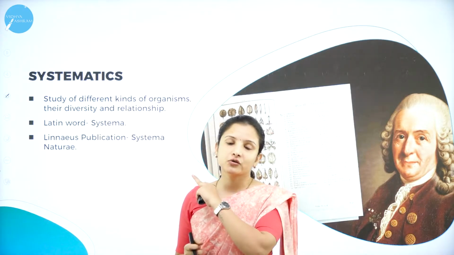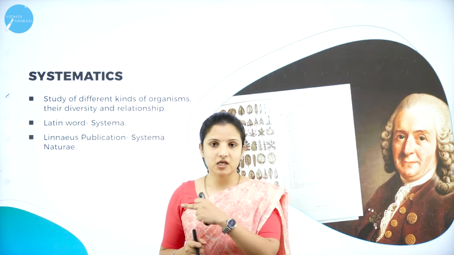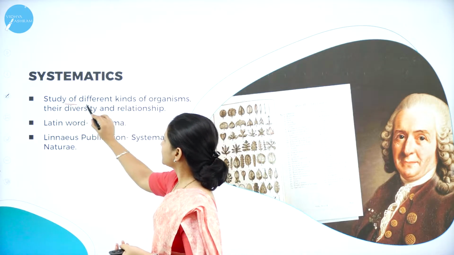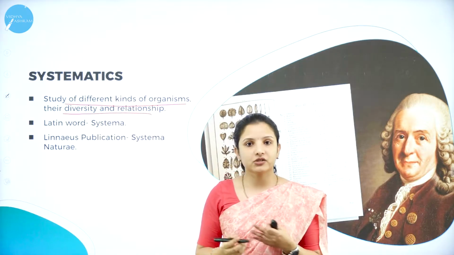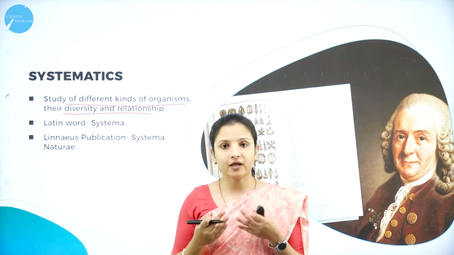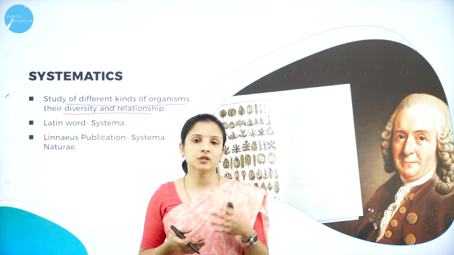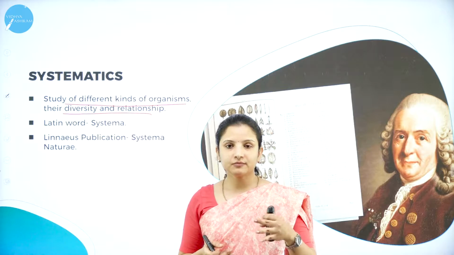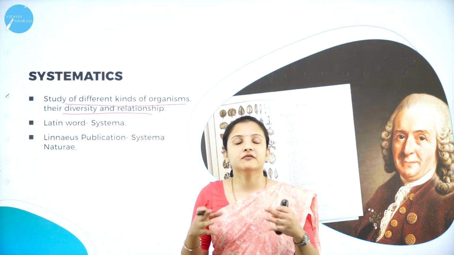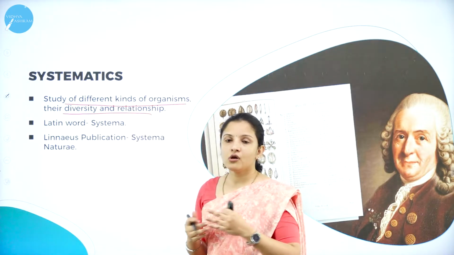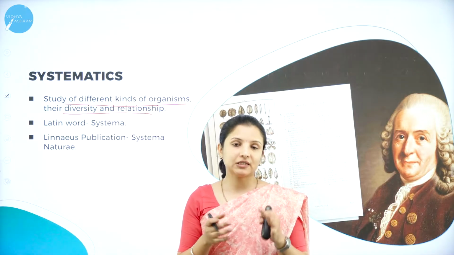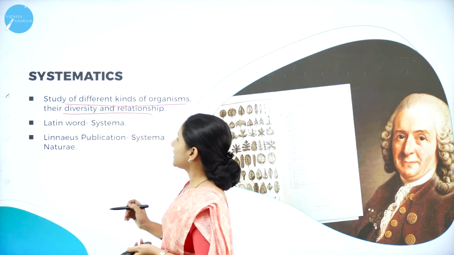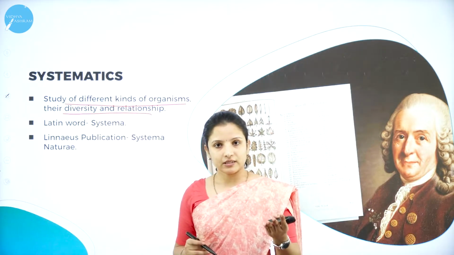So who is the first person to give this particular taxonomy or classification? It is nothing but Carolus Linnaeus. So systematics is nothing but the study of different kinds of organisms, their diversity and the relationship between them. If you have to classify or categorize an organism, first you should study that particular organism. You should know how many different types or species there are, and also what the relationship is between each different type of species in that organism. So all this is nothing but systematics. Systematics is the study of different kinds of organisms, their diversity and their relationship.